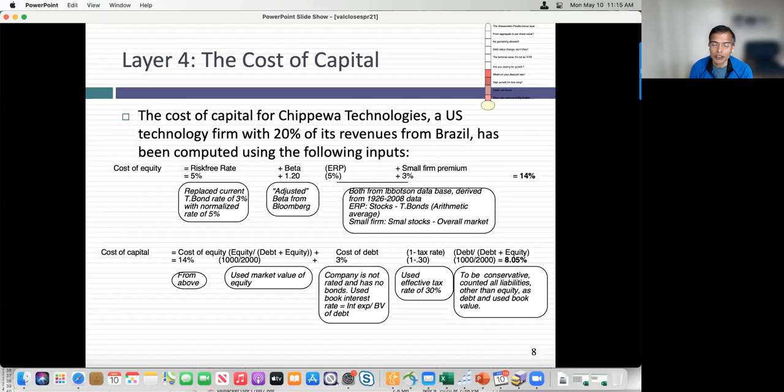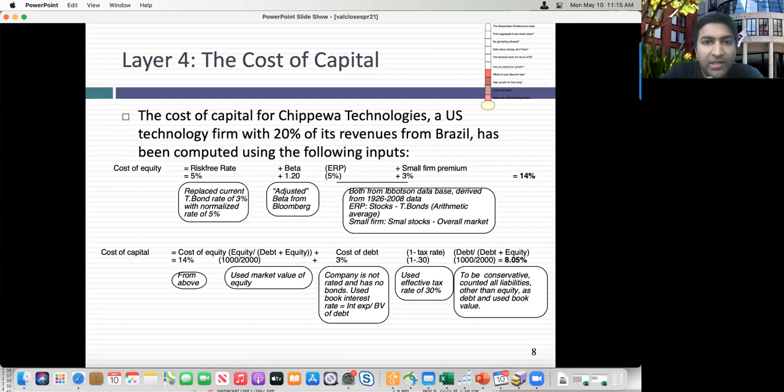So here, what's the second mistake I made? This is an easy one. So the risk-free rate should not have been normalized. What else should I not have done? So I think we needed to include the country risk premium for Brazil for 20% of the revenue.